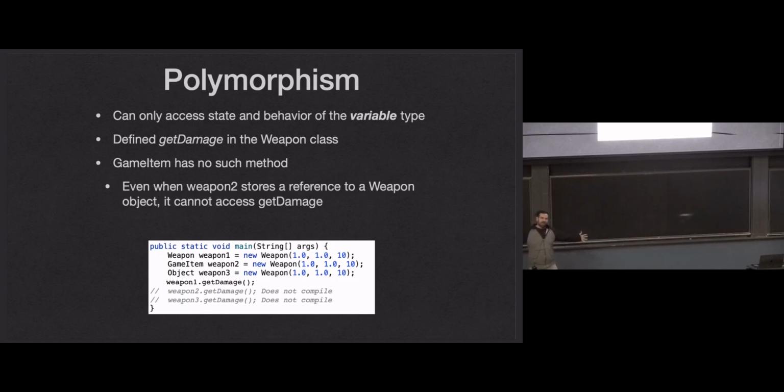It doesn't know there's this whole language with array lists and health potions and hash maps and integers. It doesn't know about any of that. It just knows that it exists. So calling getDamage from GameItem, which doesn't know about the weapon class, doesn't work.